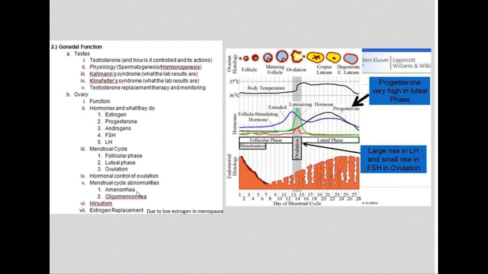Menstrual cycle abnormalities. Amenorrhea means no menses at all. Oligomenorrhea is very scanty. Hirsutism is on here. That is excessive facial hair in females, and that can be caused by hormonal imbalance as well. Estrogen replacement is something that we sometimes see with people that are going through menopause, and they have very low estrogen in menopause, which might be a reason they would do something like that.